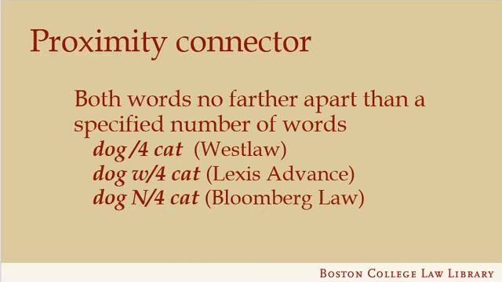The first variation on the joining connector is the proximity connector. For this, both words need to be in the same document, and in addition, they must be within a certain number of words of each other. On Westlaw, this is written as a slash followed by the maximum number of words that can come between the two terms. Lexis uses W slash and then the number, meaning both terms must be within that number of each other. Bloomberg Law uses N slash number, meaning near that number.